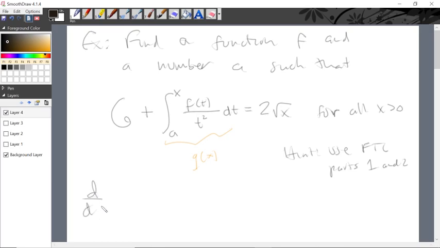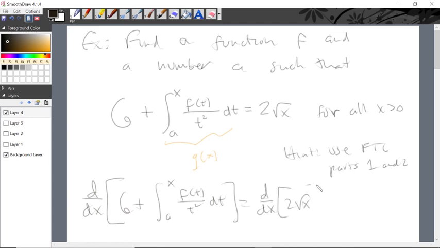So let's do that. Derivative with respect to x, okay, of 6 plus the integral from a to x of f of t over t squared dt, and that has to be equal to the derivative with respect to x of 2 root x.